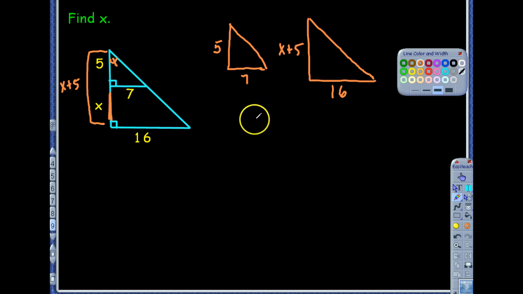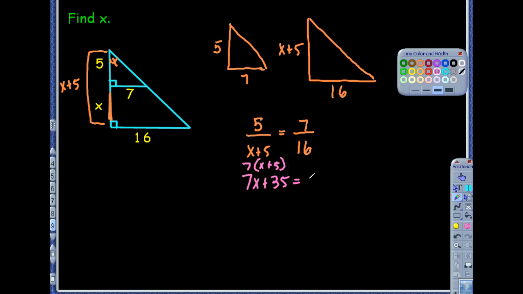We need a sub proportion, so let's do 5 over x plus 5 is equal to 7 over 16. And so we're going to get 7x plus 35 equals 80. I'll make a little note; you don't have to show that. Then when you subtract 35, you get 45. When you divide by 7, we're just going to leave it as 45/7 because it doesn't give us a nice pretty decimal, it's just not a whole value. So we'll just say 45/7. Perfect.